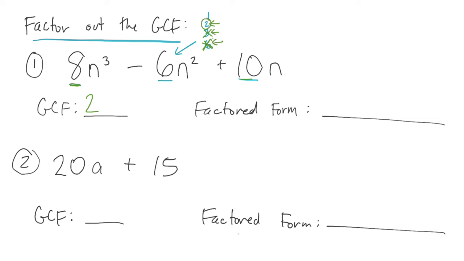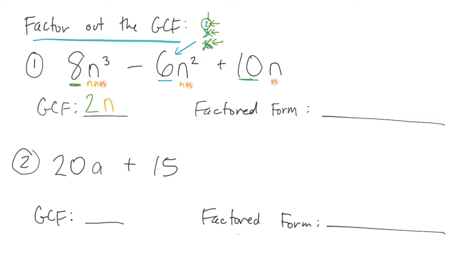Then I take a look at my variables, and I notice there's 3 n's right here, 2 n's right here, and 1 n right here. What do they all have in common? There's an n here, an n here, and an n here, so each of them has an n. Can I highlight another n? No, I can't, because there's not another n over here. I'm all out of n's. So they have 1 n in common, and my GCF is 2n.